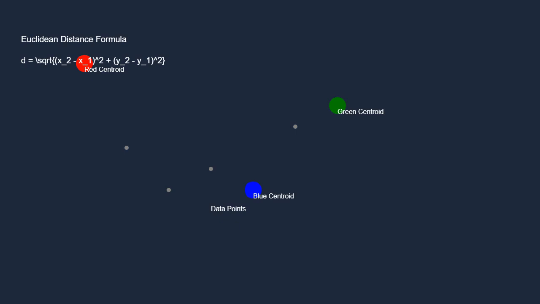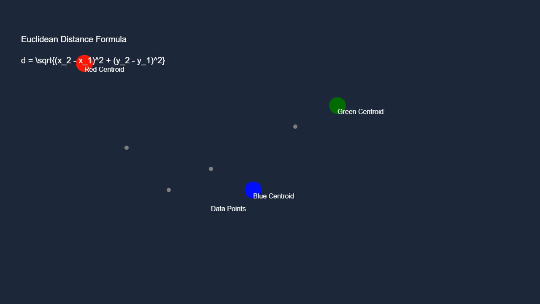Now we move to step 2, measuring the distance. Every single gray data point on our scatter plot now looks at the 3 colored centroids that just dropped in. The algorithm calculates the exact mathematical distance between every data point and every centroid. How does it measure this distance? It uses a classic high school math formula called the Euclidean distance. If you remember the Pythagorean theorem, a squared plus b squared equals c squared, that is exactly what Euclidean distance is. It simply measures the straight line distance between 2 points on a graph using their x and y coordinates.